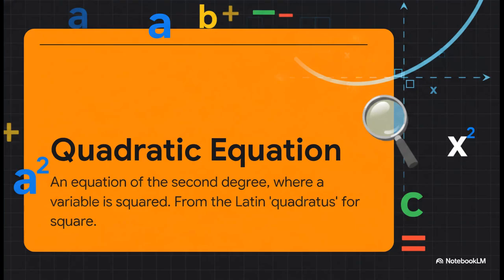At its core, it's what's called a second-degree equation. And that name, quadratic, is a little clue. It comes from the Latin word quadratus, which just means square. And that's the whole key right there. The variable, which is usually x, is squared. It's raised to the power of 2.